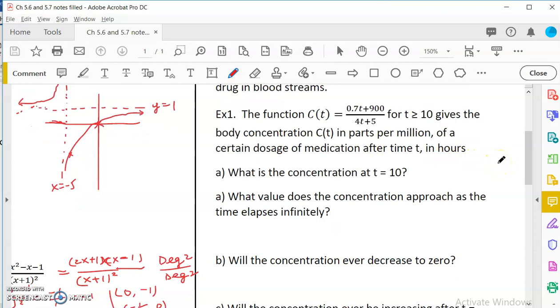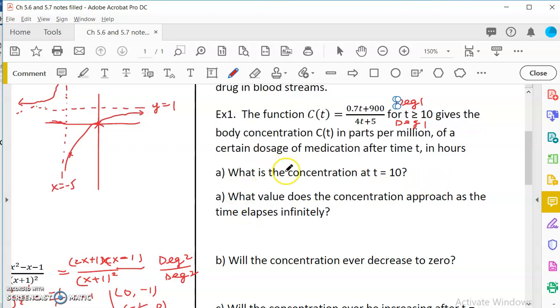Notice that rational functions usually have an end behavior of a horizontal asymptote if the degree of the numerator is the same as, or less than, the degree of the denominator. Look at ours. The degree in terms of t is 1, and the bottom is also degree 1. So they would have a horizontal asymptote.